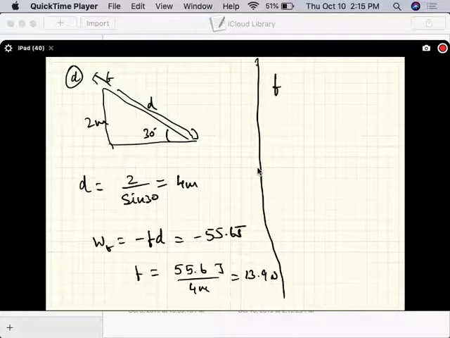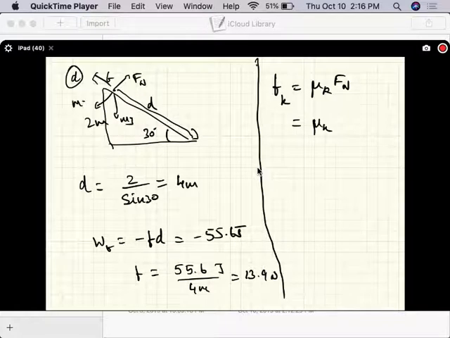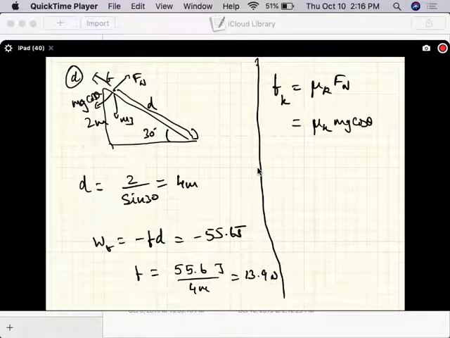So the friction force is mu k times the normal force, and this is just mu k times mg cosine theta. Now here's the little trick that you have to notice. When the block is sliding up the incline, the friction force is the same, nothing changes. The friction coefficient doesn't change, except that the friction force is in the opposite direction.